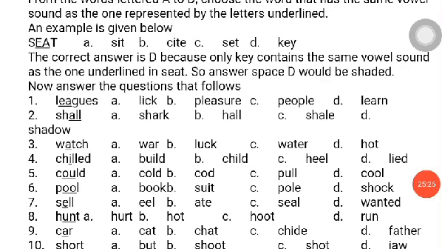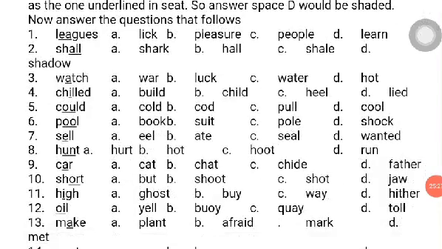So let's go back to our question table. Are you ready for this? Now we're back to our question and answer table, and now we're going to number six. The word is P-O-O-L. The letters underlined there are O and O, and we are looking for a particular sound. I hope when you see it, you recognize it.